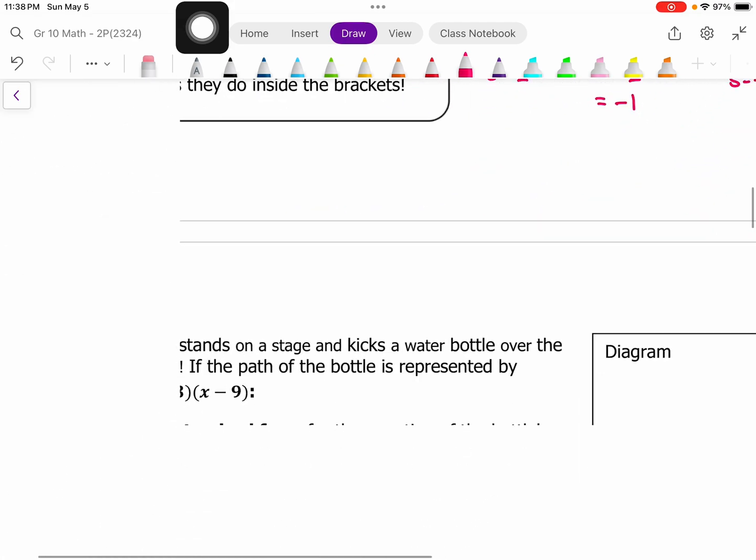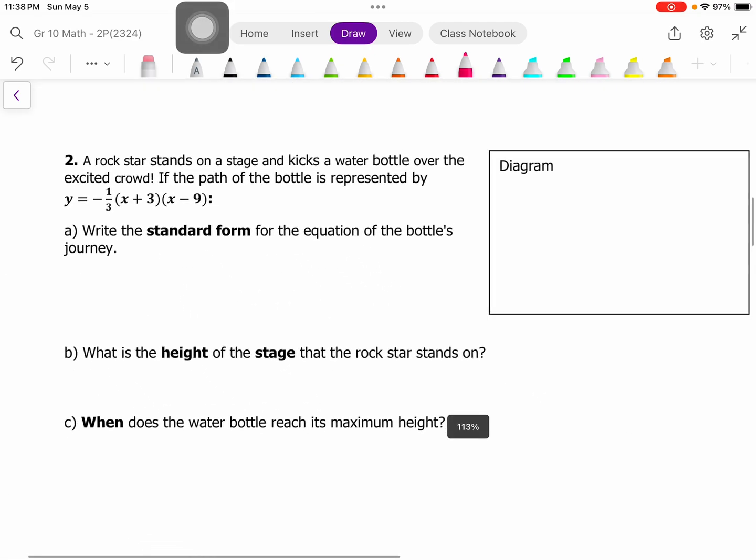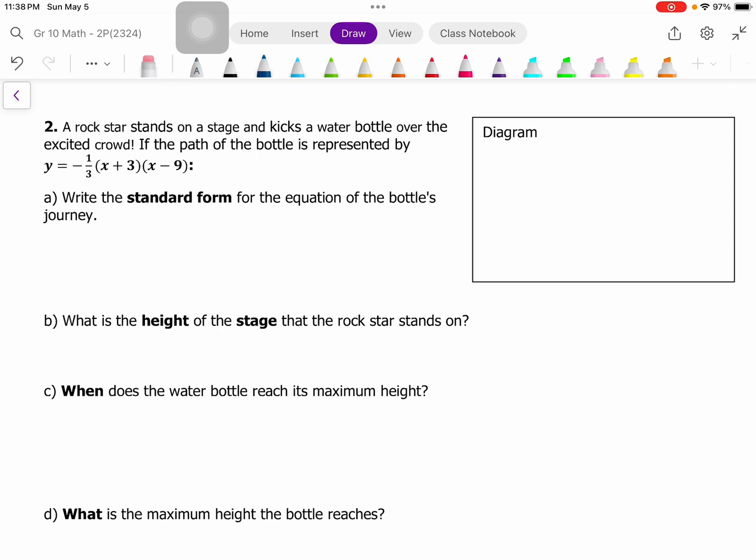Okay, let's look at a couple more examples here. So a rock star stands on stage. So we're going to have time as our x-axis. And we have a stage here where our rock star is standing. And he kicks a water bottle, so it's going to go from the stage here and hit the ground. So this is at time equals 0.